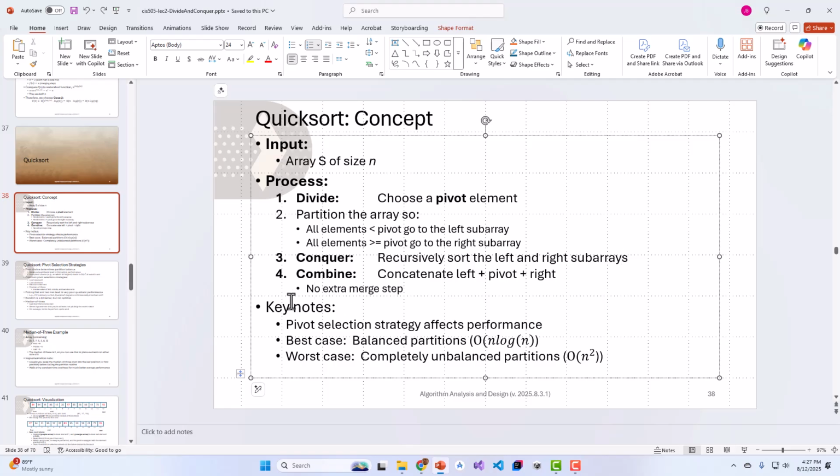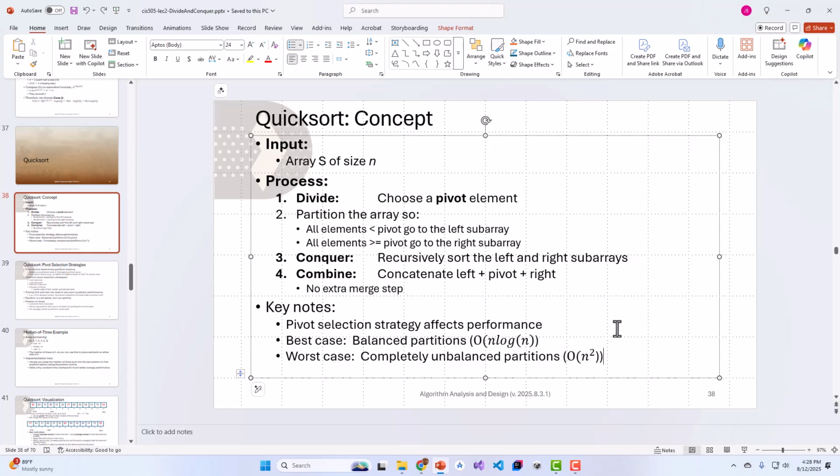The key notes, though, are that the pivot selection strategy affects performance tremendously. So in the best case, balanced partitions, it's big O of n log n, just like merge sort. In practice, Quicksort tends to perform better than merge sort if the pivot is correctly picked. But if you need guaranteed n log n, merge sort is your guy. Okay, that's the one you need. Because the worst case for Quicksort is actually big O of n squared.